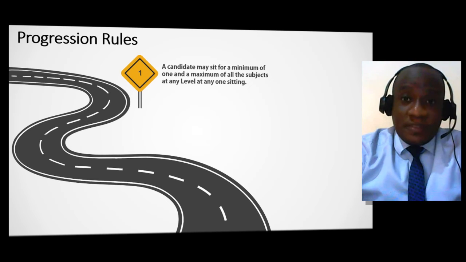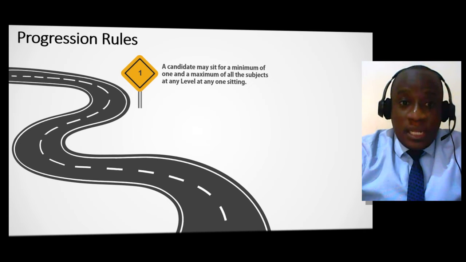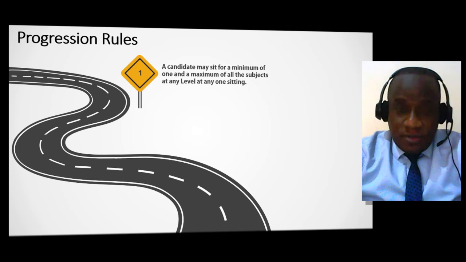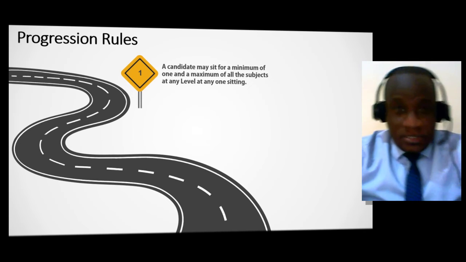But you can do all the papers if you have the time and the dedication, and you don't have other commitments elsewhere. So you can sit for a minimum of one paper and a maximum of all the papers at all the levels.